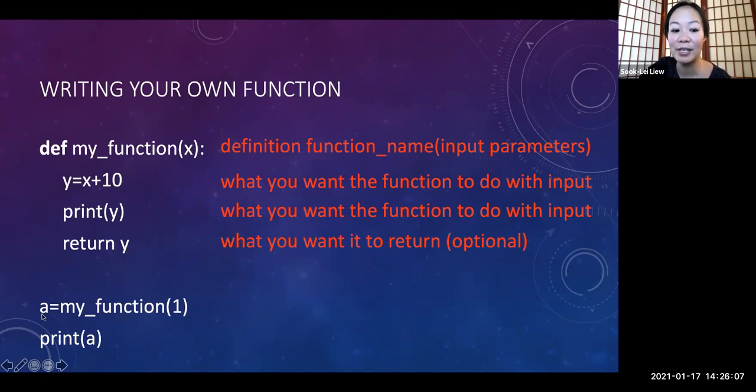So for instance, after I define this function, I can say a equals my function and give it the value of 1. It will go into here and say 1 plus 10. So y equals 1 plus 10, print y, which is 11, and then it will return the value of 11. Because I set a to whatever the output of that function is, a also equals 11. And so if I do print a, it should give me 11. All right.